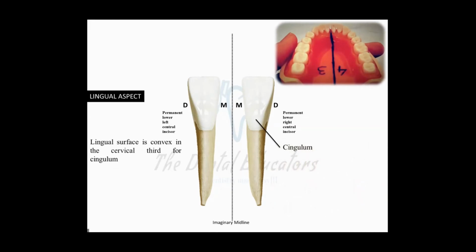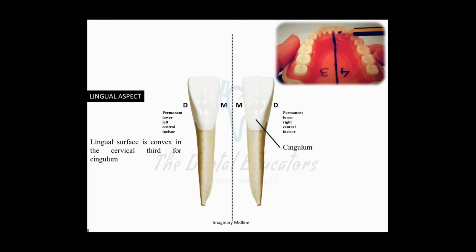Now furthermore, you see a convexity in the cervical third area of the mandibular central incisor. If you appreciate, this is a shallow convexity which can be observed in the cervical third area. Why do we call it the cervical third? Because it is closer to the cervical line. That's why this area of the tooth is referred to as the cervical third area. So we see a convexity in this area which is referred to as the cingulum.